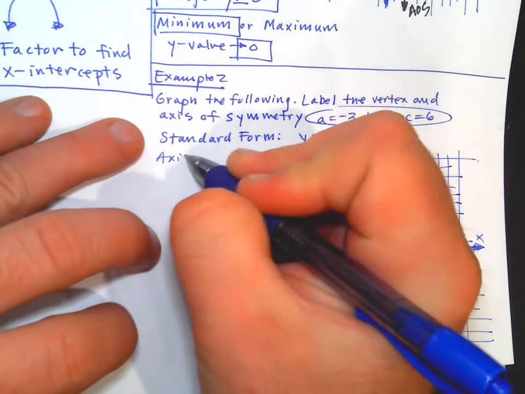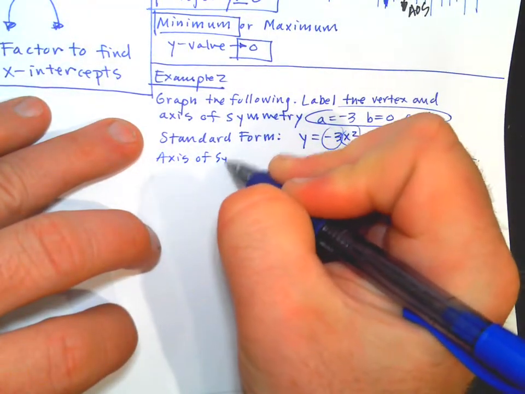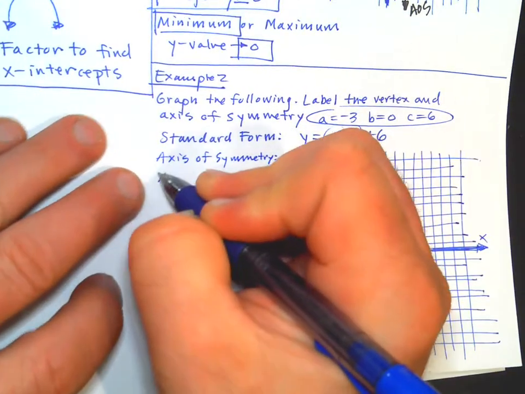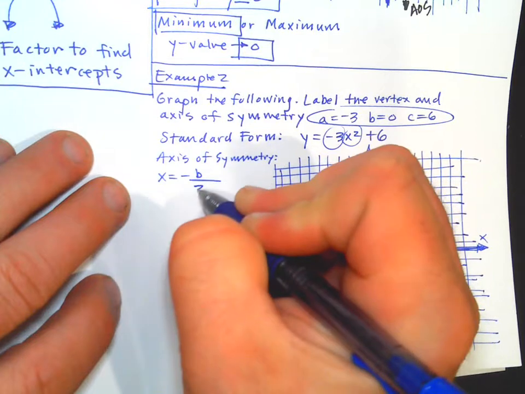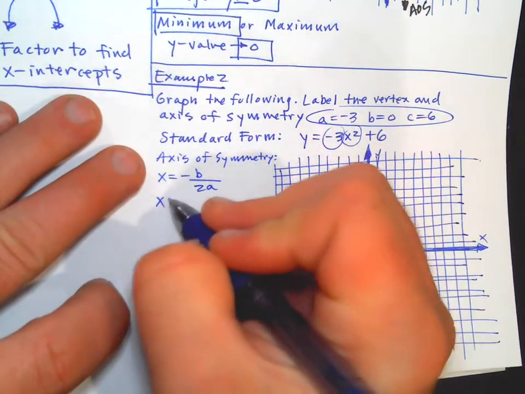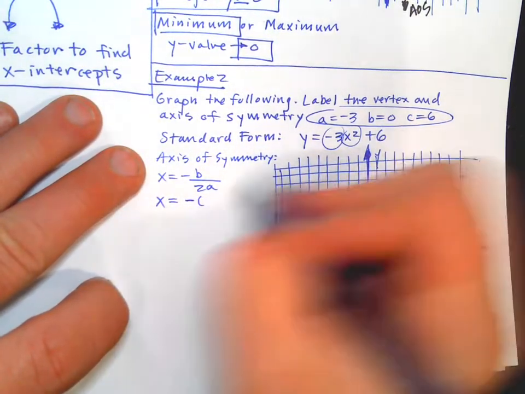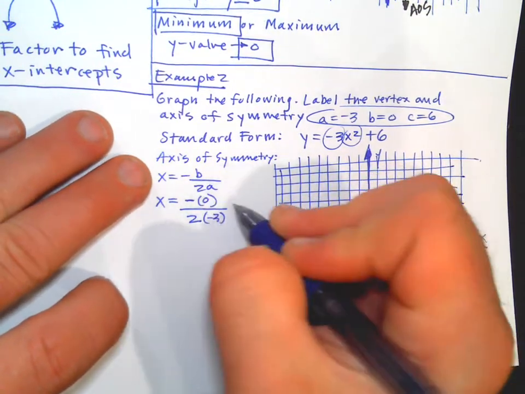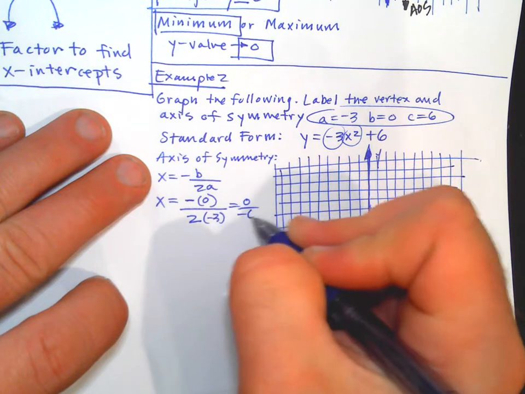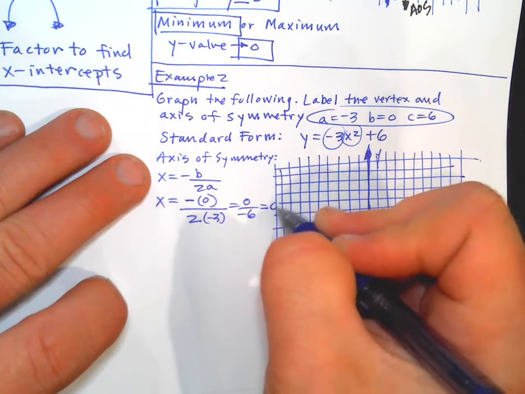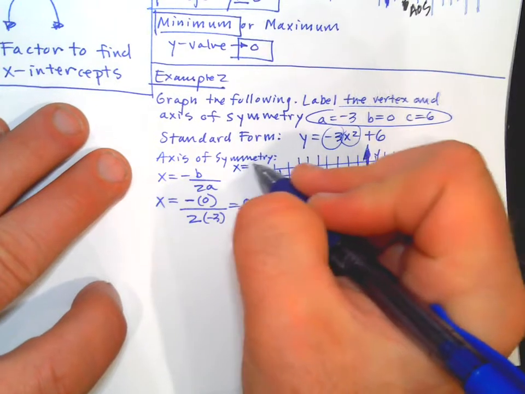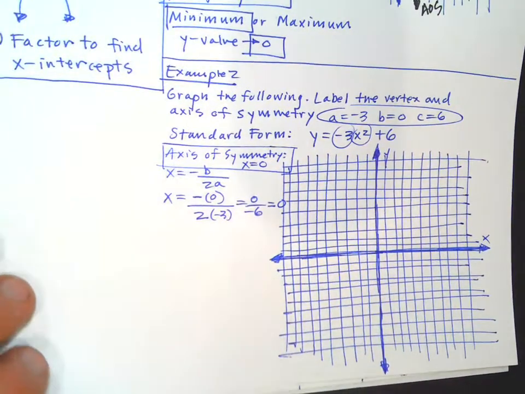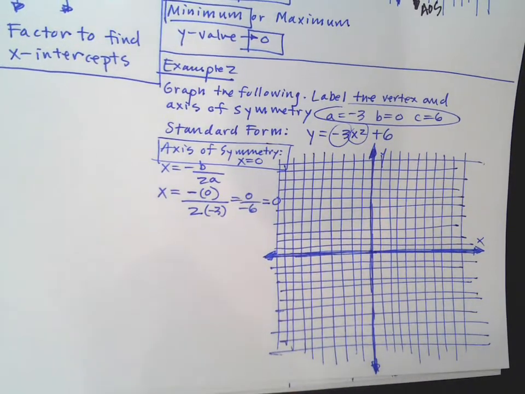So we're going to start with the axis of symmetry. The formula is x equals negative b over 2a. So negative b is 0, put it in parentheses, over 2 times a is negative 3. Negative 0 is just 0, over negative 6. 0 divided by anything is 0. So the axis of symmetry is x equals 0. Now, you should include the x because it's a vertical line.